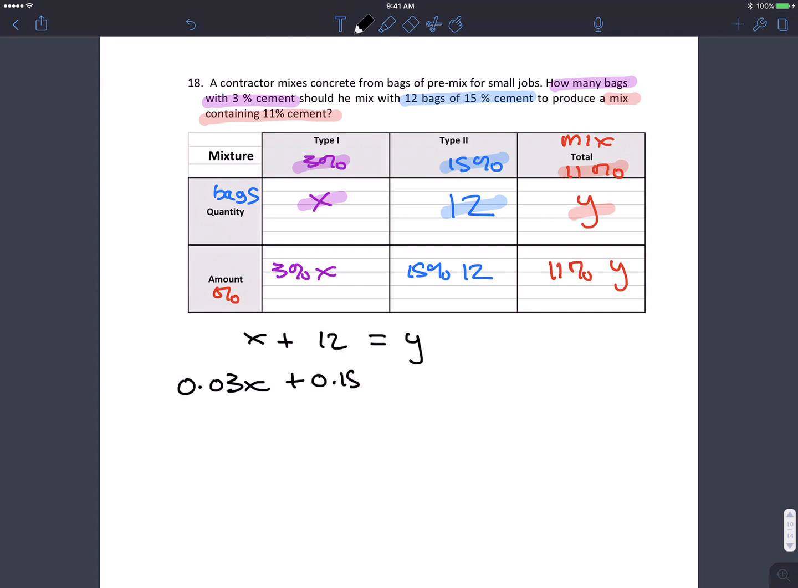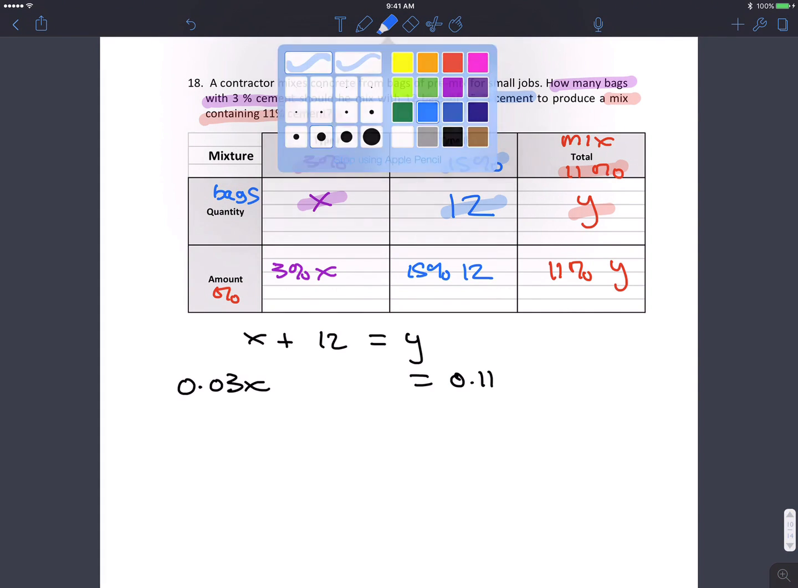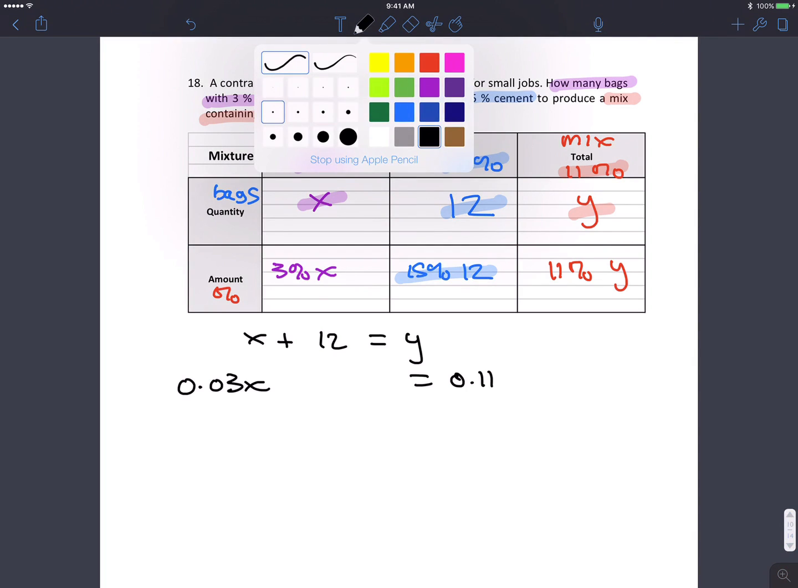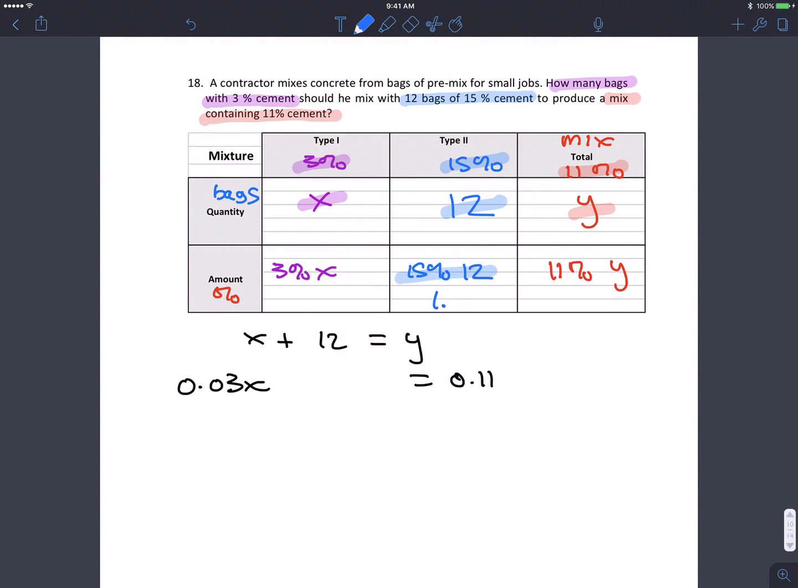15% is 0.15y. 11%... Oops, let's go back. That's not 0.15y. We forgot to compute 15% of 12. So we're going to compute 15% of 12. 0.15 times 12, we get 1.8. So this value is really 1.8. Let's emphasize this. We can compute that. 15% of 12, that's 1.8. So this is plus 1.8, and that will be 0.11y.